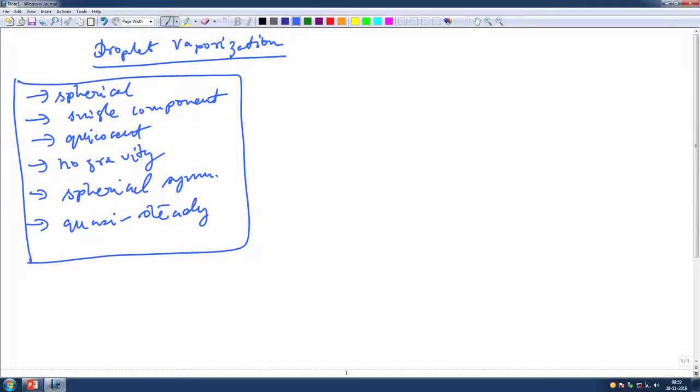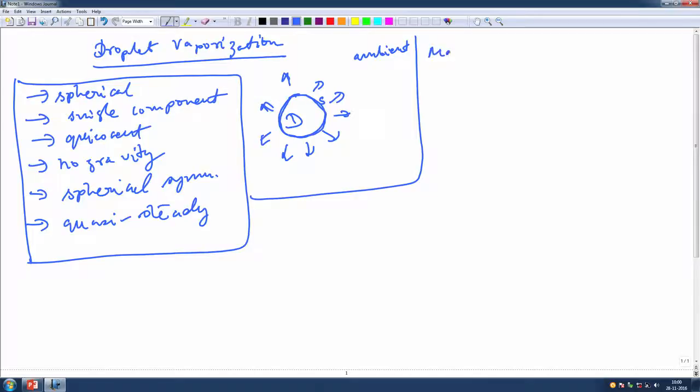We already have a diagram of how a droplet actually evaporates. So, the droplet is evaporating like this. This is the ambient, and this is the surface of the droplet. Now, based on this, let us see how we can actually solve this. Let us consider the mass conservation first.